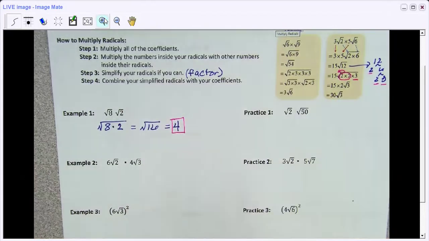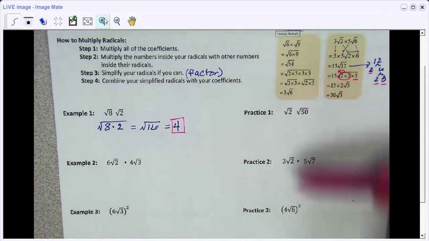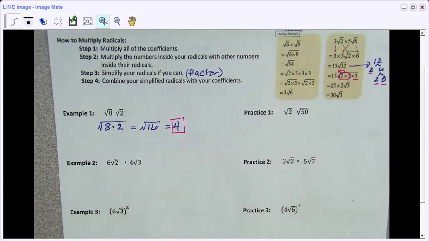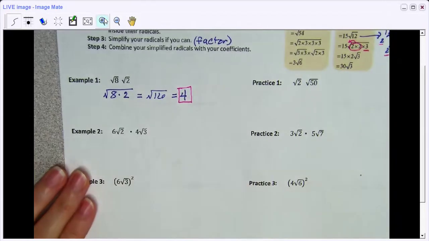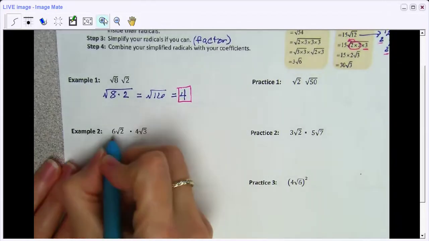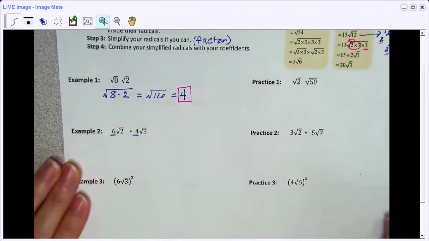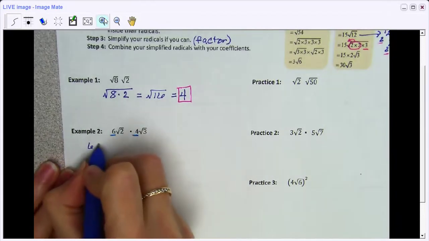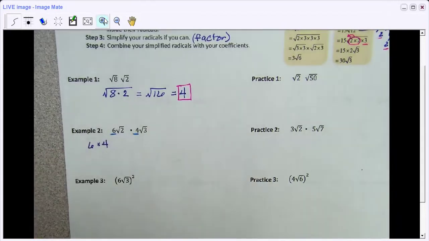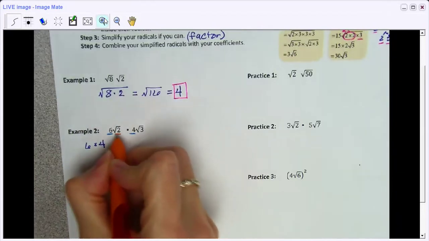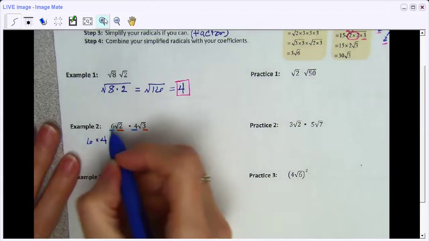I'm going to do the left side with you, then you're going to go and do the practice ones on the right side on your own. So let's go ahead and go down to example 2. Again, we have coefficients on the outside that we multiply together, so 6 times 4. Then we have the radicands on the inside that we can multiply together. I'm looking for a pen here. So we have 2 and 3 that we can multiply together.